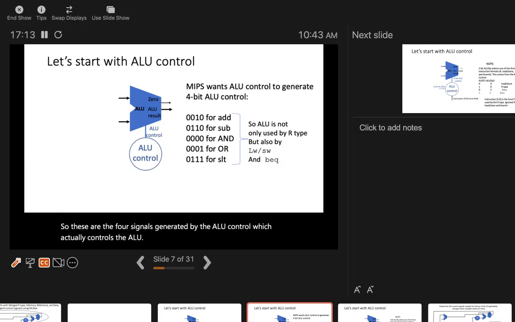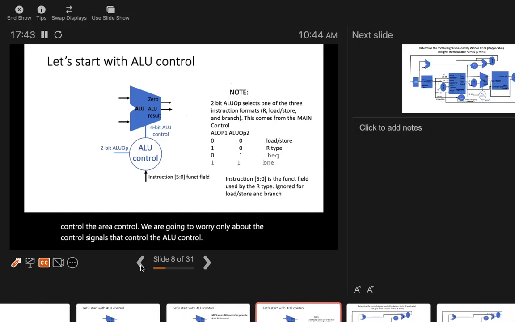The takeaway message here is that the ALU is used by a variety of instructions: the R-type, the branching, as well as the load store instructions. And this is the bottom line, something that I want you to put in your notes. We are going to worry only about the control signals that control the ALU control.